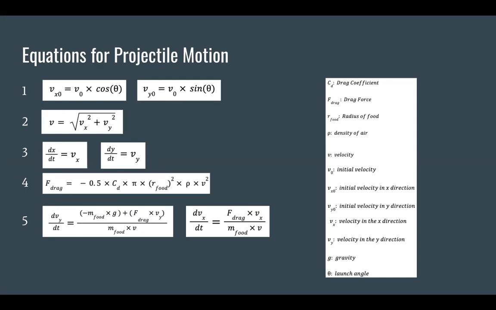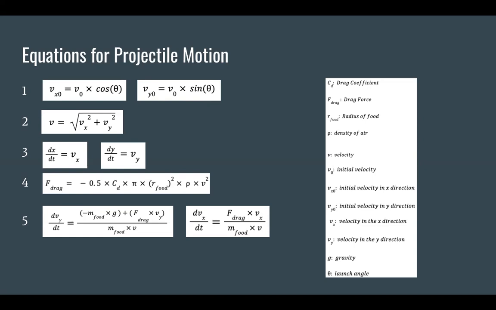The third set are ordinary differential equations that describe how the position of the object changes as a function of time, also known as the velocity, in both the x and y direction. The fourth equation describes the force of drag acting on the object due to air resistance. The last set are ordinary differential equations that describe how the velocity in the x and y direction changes as a function of time, also known as the acceleration of the object.